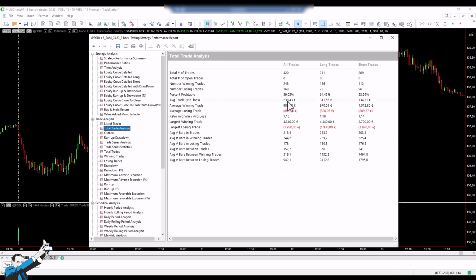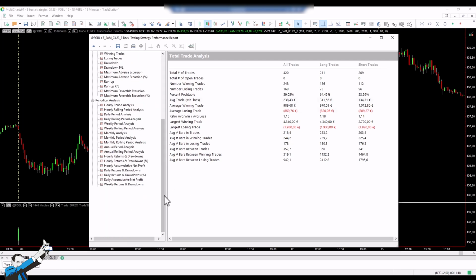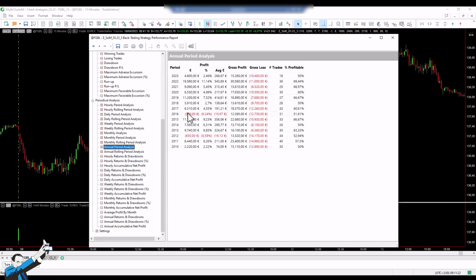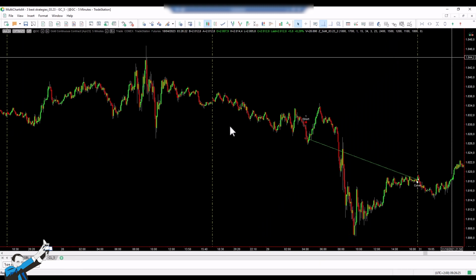The average trade of almost €240 is an excellent average trade for this instrument. And if we look at the profits year by year, excluding 2016, we see that the strategy has consistently delivered excellent results. All right, let's move on to the second strategy in our selection.